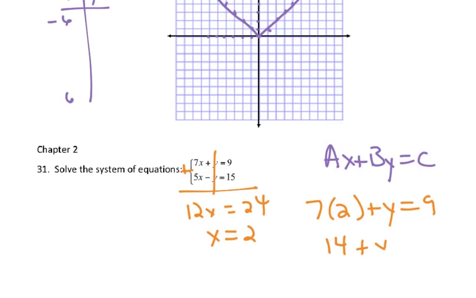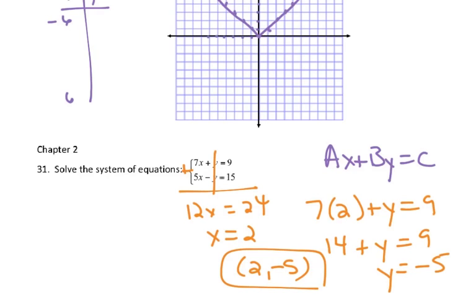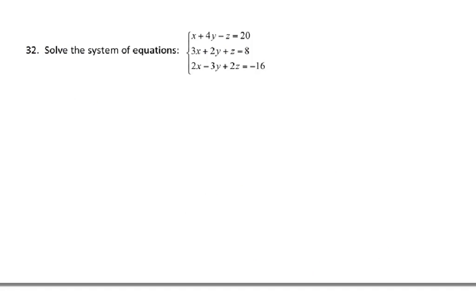So 14 plus y is 9, so y is equal to -5, so the solution is (2, -5). However, if you had used a matrix, you would have gotten the exact same answer. When you're dealing with systems of equations in 3 variables, I would not ever try to do this via elimination. If you want to do it via elimination, that's fine, but it's going to waste a lot of time. At this point in time, you should use a matrix.